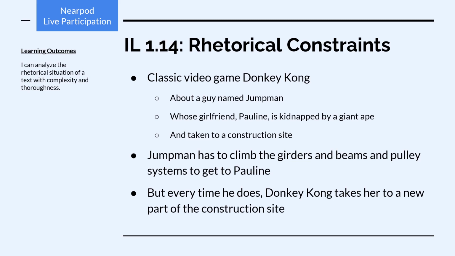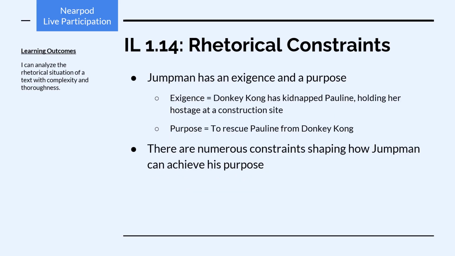In the game, Jumpman has to climb the girders and beams, and in the later levels, the pulley systems, in order to get to Pauline. But every time he does so, Donkey Kong grabs her and takes her to a new part of the construction site. We could say that Jumpman has an exigence and a purpose.